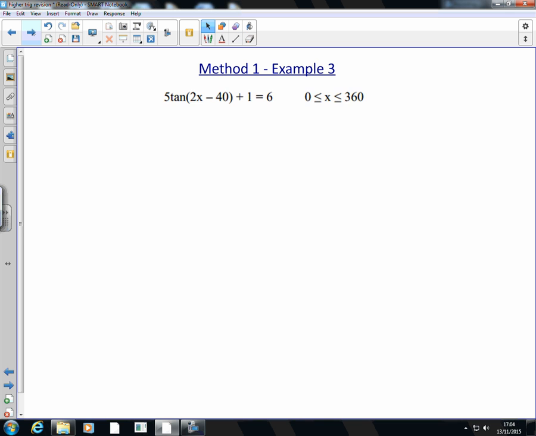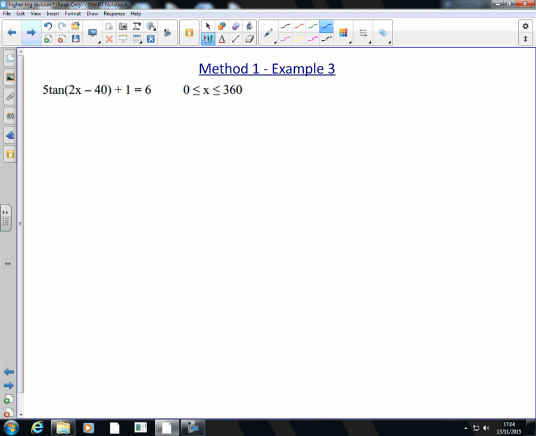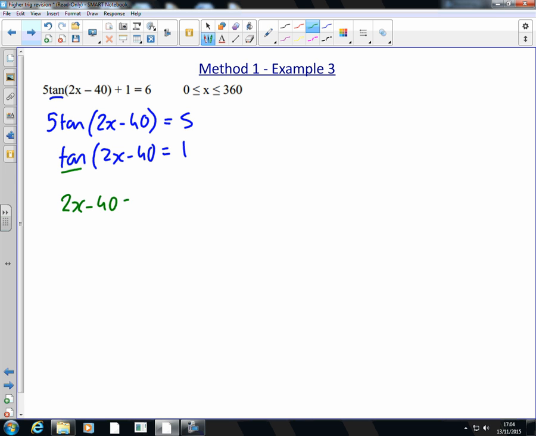Okay, next one here, we're back in degrees, we like degrees, but again, only one trig term, so our method one, get everything to our side. So first thing to do is to subtract the one to get rid of that plus one at the start, so that's 5 tan divided by 5 equals 1. Next up, we're getting rid of that tan. So we're going to do 2x minus 40 when that tan's gone is equal to the inverse tan of 1.